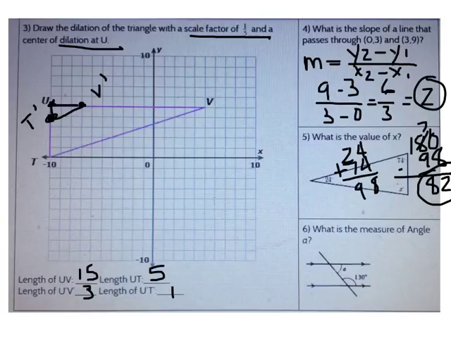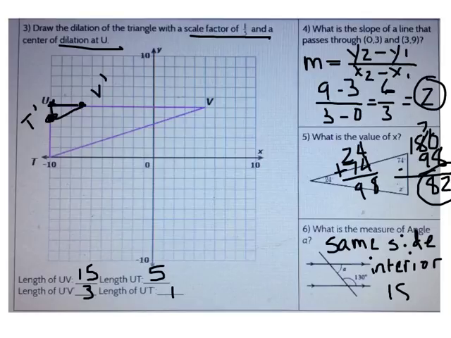Now let's find the measure of angle A for number 6. First, what kind of angles are A and 130? They are same side interior angles. That means that they're supplementary. I can find the value of A by subtracting 180 minus 130. What's the value of A? What's 180 minus 130? It's 50.